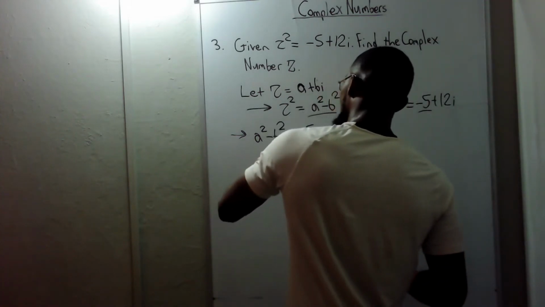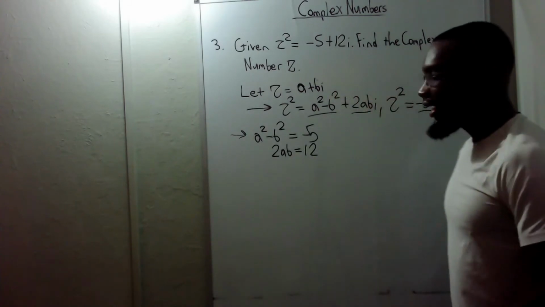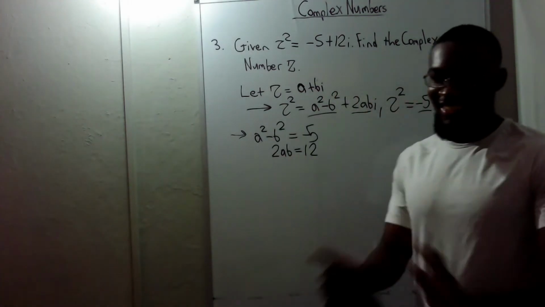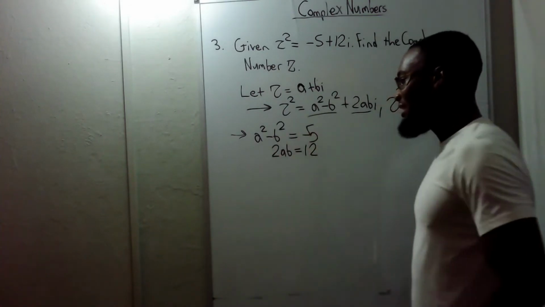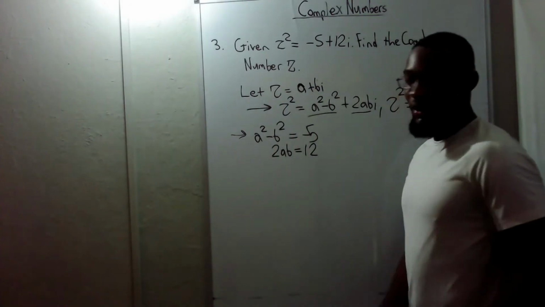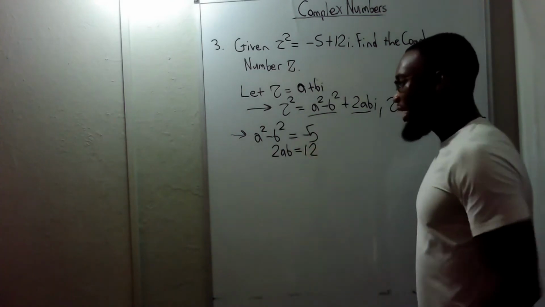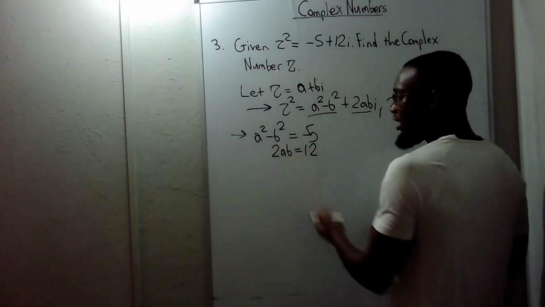2ab equals 12. Cool. So these two, nice. A squared minus b squared is negative 5, and 2ab equals 12. From these two equations, we're going to solve for a and b.